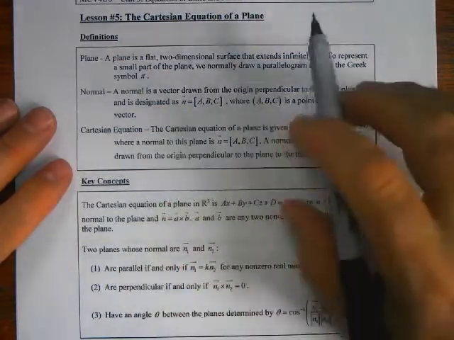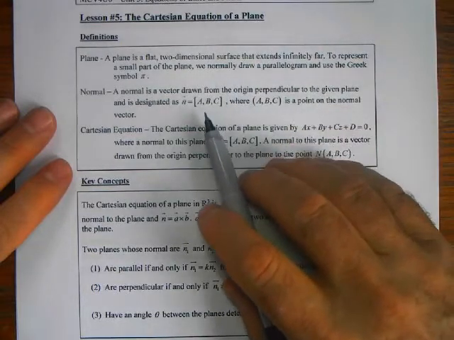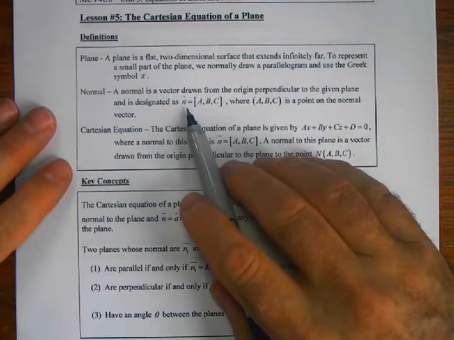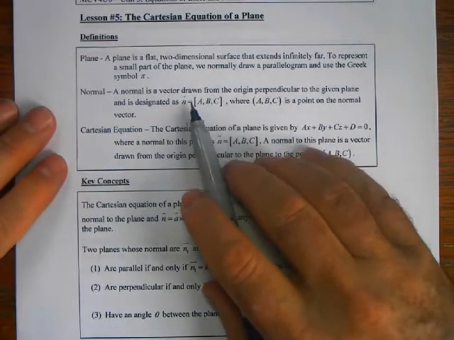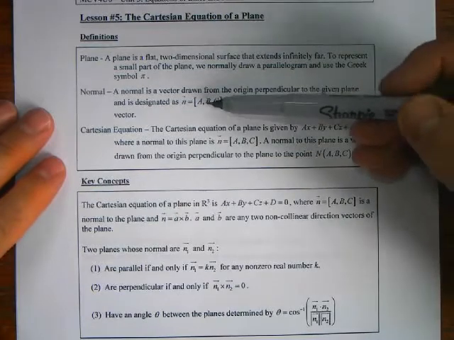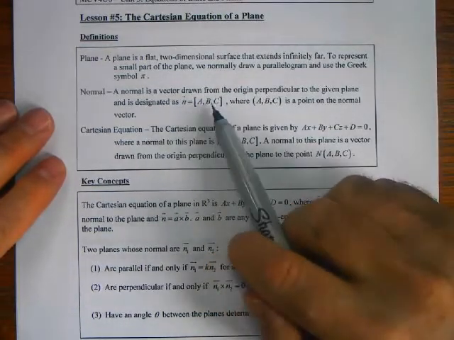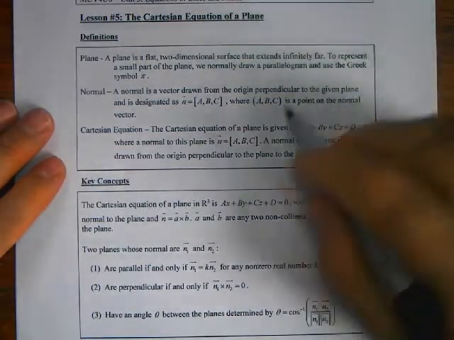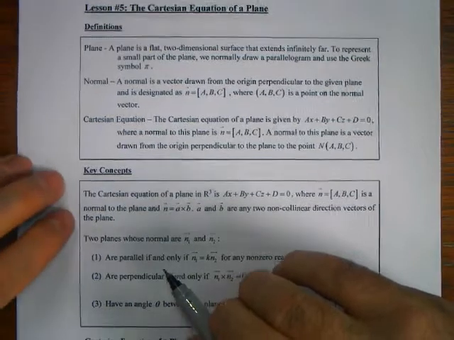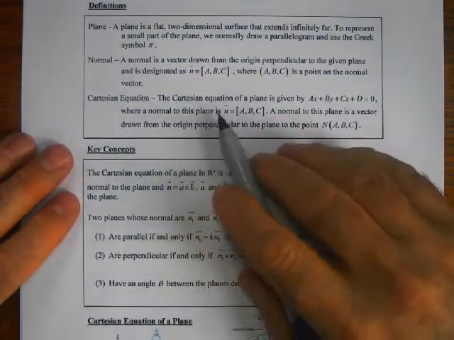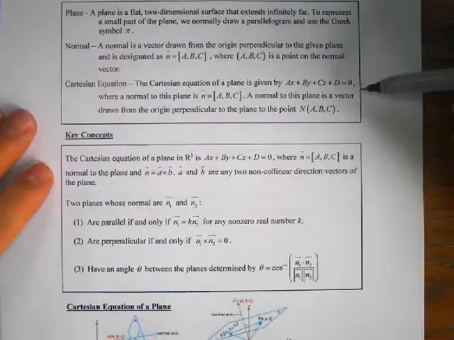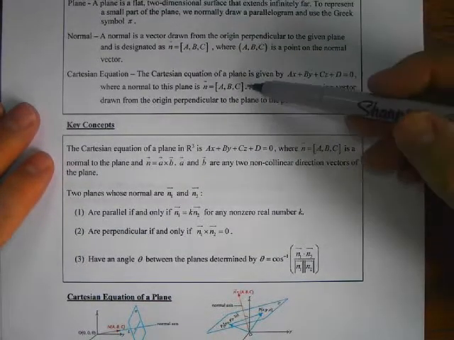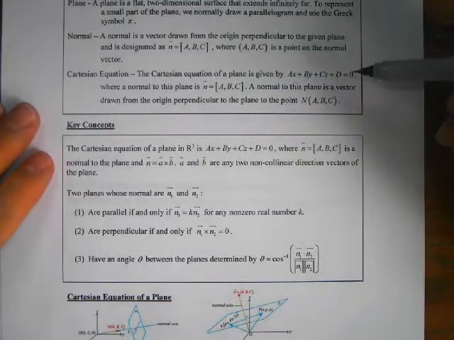A normal vector is a vector that's perpendicular to a plane. So there's obviously more than one. There's actually an infinite number of normals for each plane, but we can get this normal vector directly from the Cartesian equation. And we could also say ABC is a point on that vector. Okay, the Cartesian equation, this is what we just talked about. Here's its form. Here's the fact that the ABC are components of the normal vector.